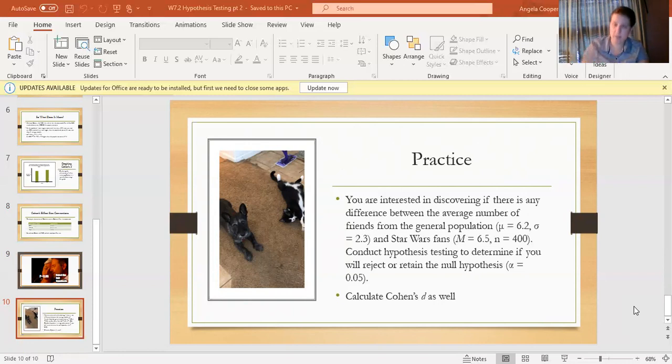Okay, now let's go to step 3, where we are going to calculate our z-score. So we have the equation.